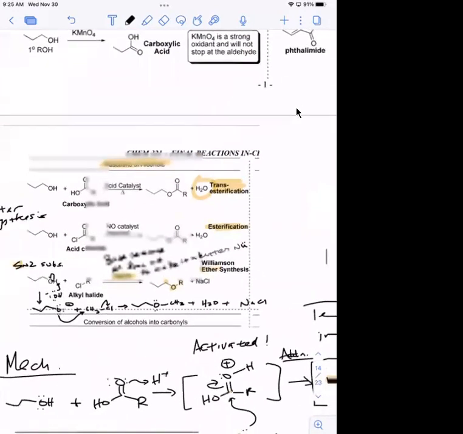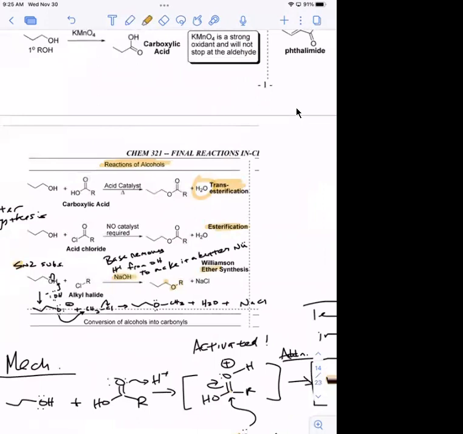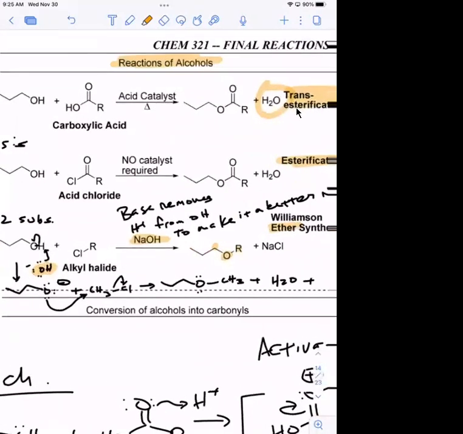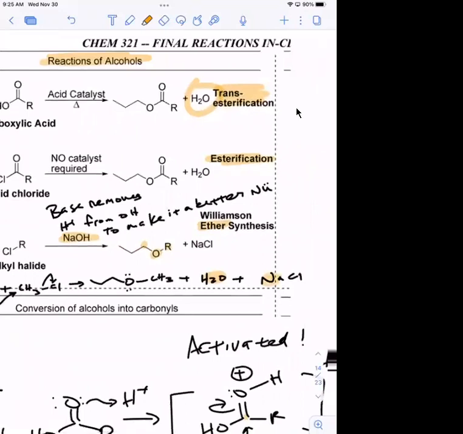Right, so the water came from here. That OH pulling off the proton to give you water. And then once that chlorine gets released, the sodium from NaOH ends up with that chlorine, right? But this, ether synthesis, is simply SN2 substitution on an alcohol. That's it.